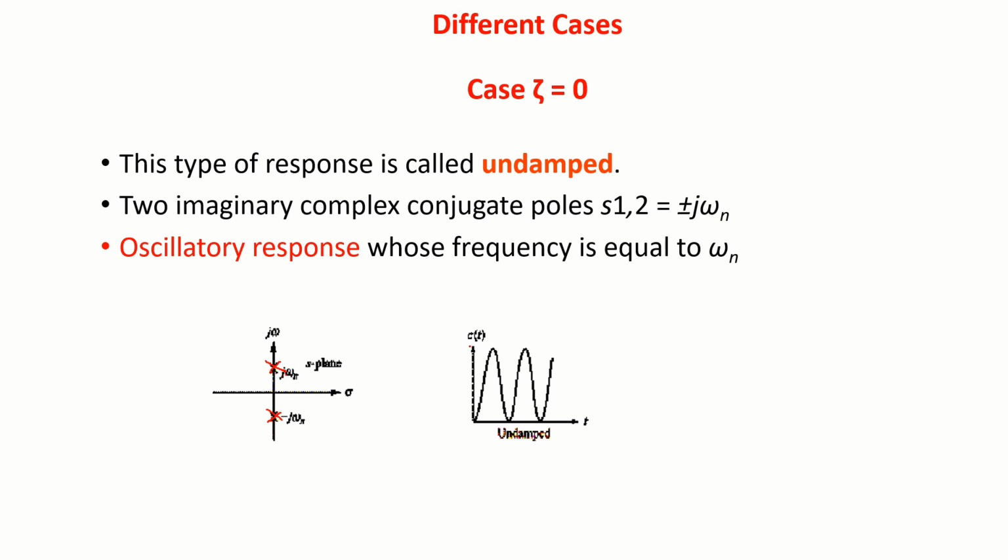Now the solution for this will be simply an oscillatory solution. Correct? Continuously the system will be oscillating. That is what an undamped system is. The system oscillates with its natural frequency omega n. When the roots are on the imaginary axis, you will get oscillatory behavior.